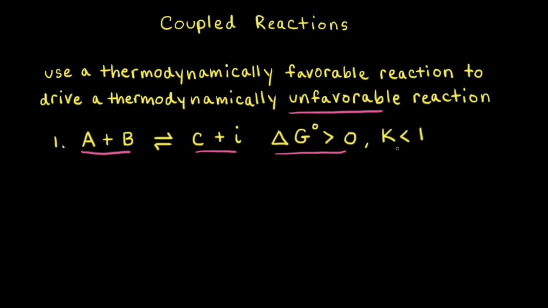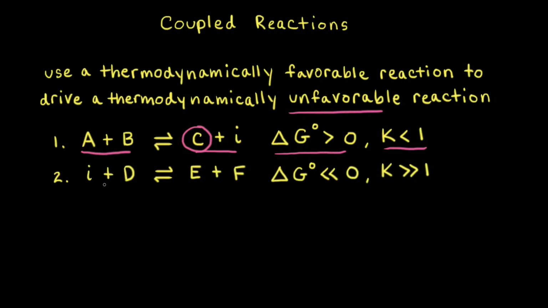And at equilibrium, the equilibrium constant K is less than 1. When K is less than 1, that means there are more reactants than products at equilibrium. And if our goal is to make a lot of the product C, that won't happen as long as this reaction is thermodynamically unfavorable. Next, let's look at another hypothetical reaction where I reacts with D to form E and F as the products.